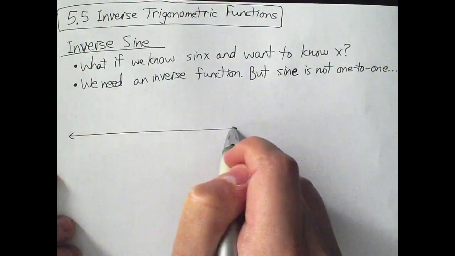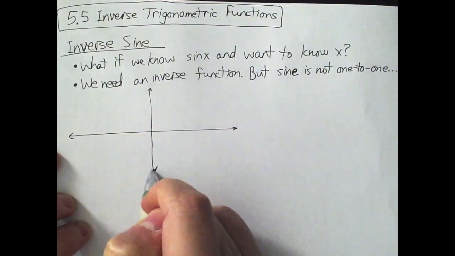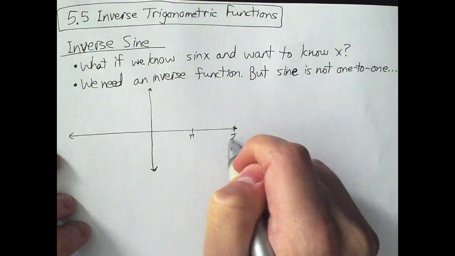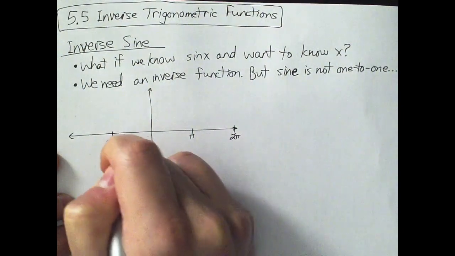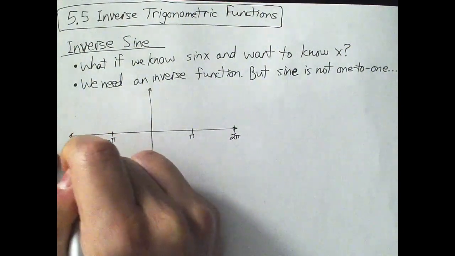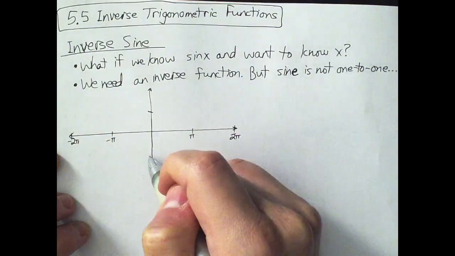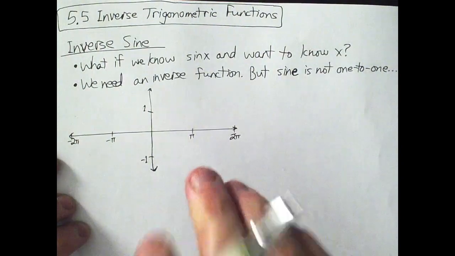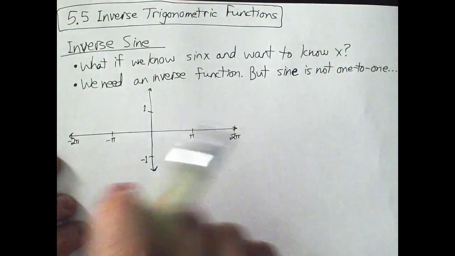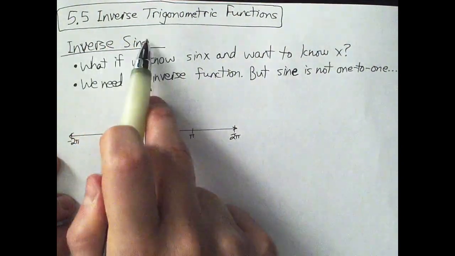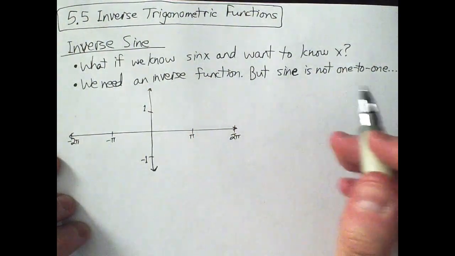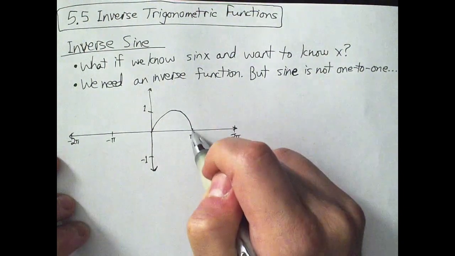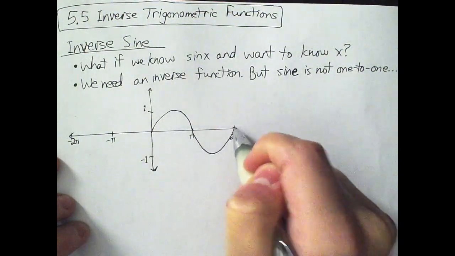Here, let's draw a quick picture of sine. So let's say here's pi, here's 2 pi, negative pi, negative 2 pi. All right, so we know what sine looks like. And just to be clear, I know I put the heading inverse sine, but I'm drawing a picture of sine right now. It goes up, comes down, down, back up.